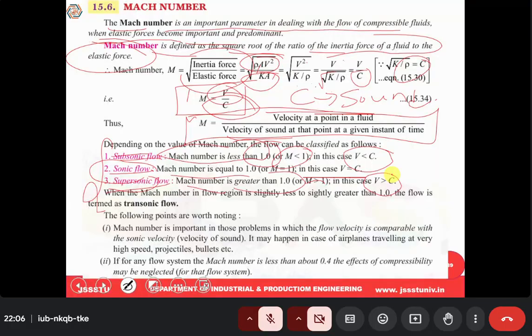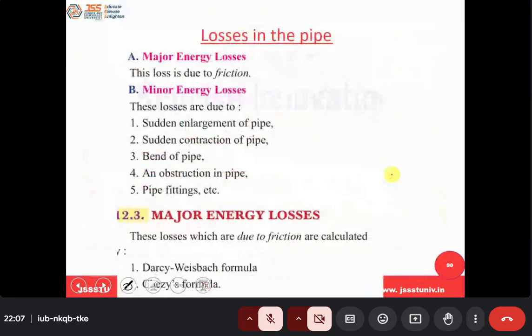Yes, sir. That is the important of this. So Mach numbers, okay, keep this in mind, very important thing. Okay, so we come to the part where we completed the aerodynamic part. Next we are moving to the things called losses.